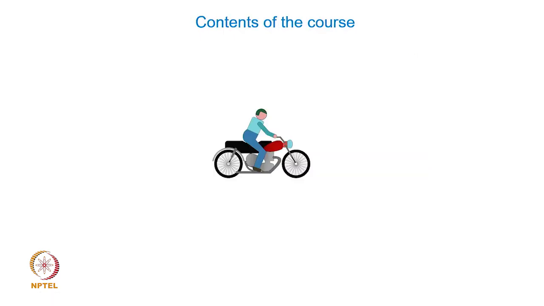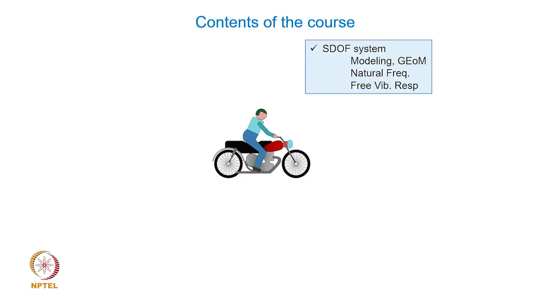Well, with this background about vibration as a phenomenon and its importance, let's look at what is in store in this course for you. We shall begin with a simple vibratory system. We'll take an example of a motorbike and look at it as a simple single degree of freedom system. We'll look at how to model it, how to find natural frequencies, and we'll look at different kinds of damping which are there in practical vibratory systems.